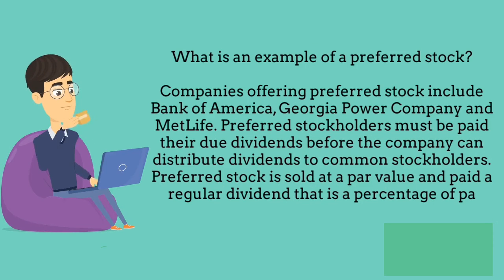What is an example of a preferred stock? Companies offering preferred stock include Bank of America, Georgia Power Company and MetLife. Preferred stockholders must be paid their due dividends before the company can distribute dividends to common stockholders. Preferred stock is sold at a par value and paid a regular dividend that is a percentage of par.